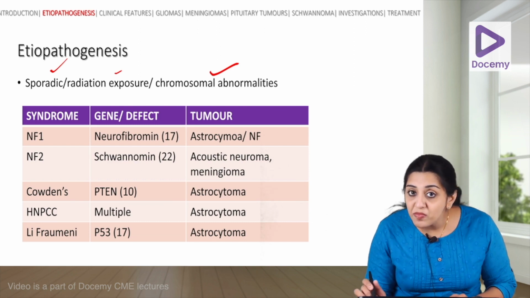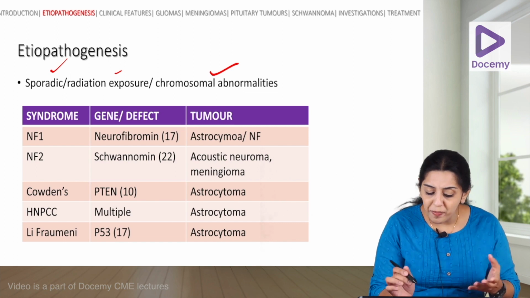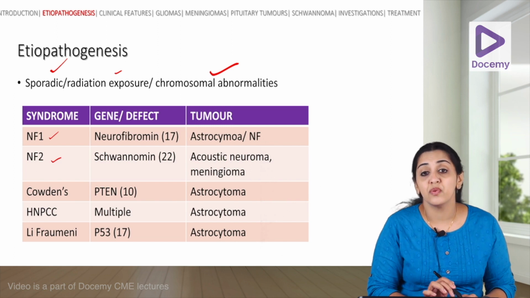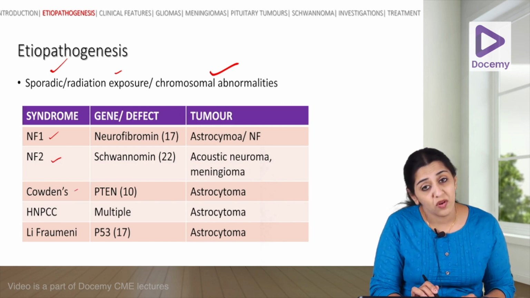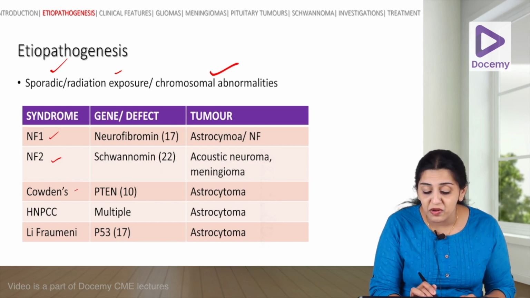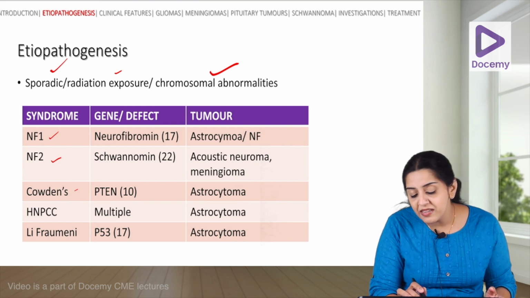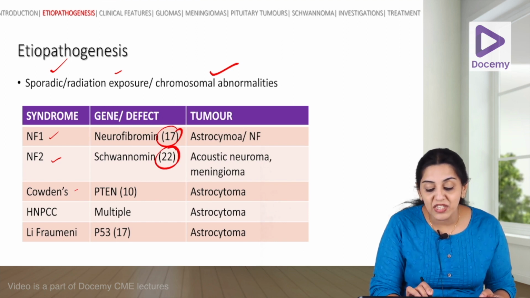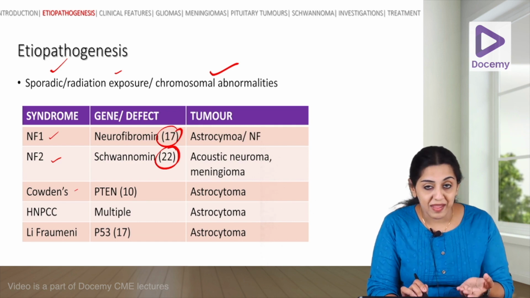So what are the chromosomal abnormalities which can lead on to brain tumors? They are all common syndromes like neurofibromatosis 1, neurofibromatosis 2, Cowden syndrome, HNPCC or hereditary non-polyposis colorectal cancer, and Li-Fraumeni syndrome. Now these are all very popular syndromes, right? So what are the gene defects? In NF1 it is chromosome 17 and in NF2 it is 22. It is neurofibromin in NF1 and schwannomin in NF2. All these can be asked as MCQs for your entrance exams.